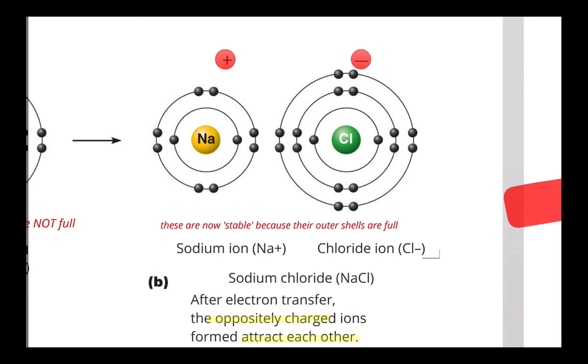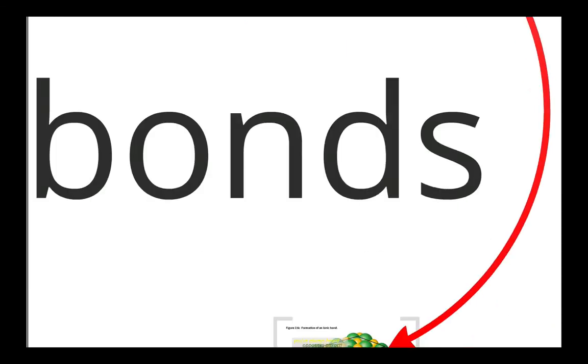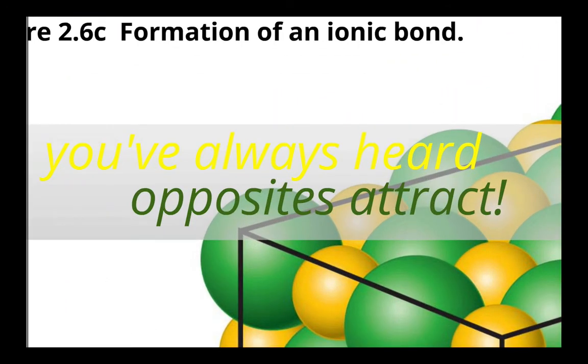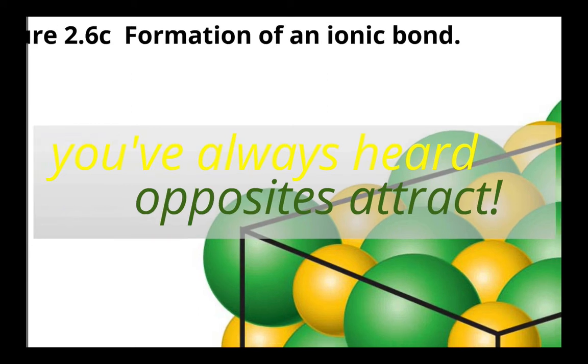Now these two things, one positive, one negative, are attracted to each other, and that's actually how we form ionic bonds. They tend to make very regular patterns that we call crystals, where we have positive attracted to negative attracted to positive. And in this particular picture, you see green chloride ions attracted to positive sodium ions. And yes, opposites attract. And this is how ionic bonds are formed.